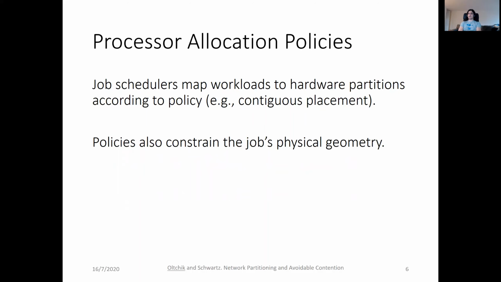Now, to the hardware side of things, we have processor allocation policies. These policies are the set of rules that a large distributed system uses in order to map computations onto the physical hardware. And these policies also constrain the physical geometry of the job.